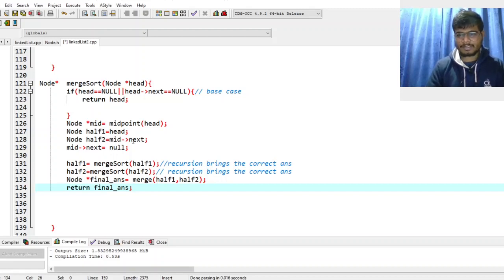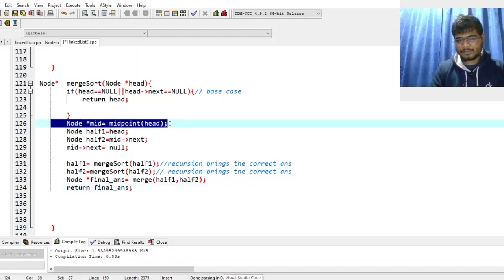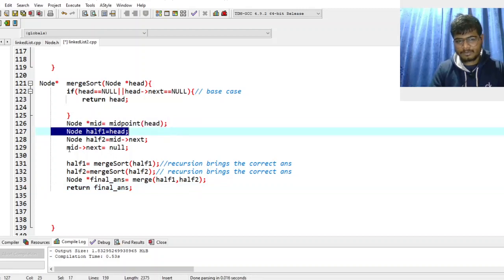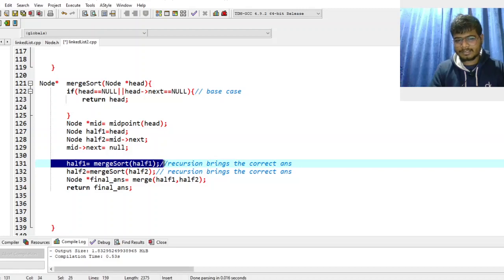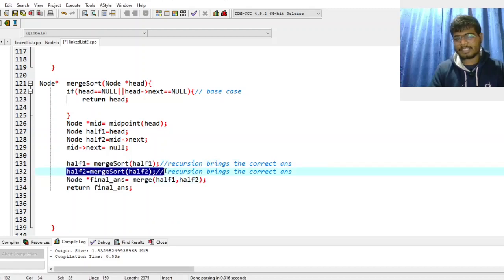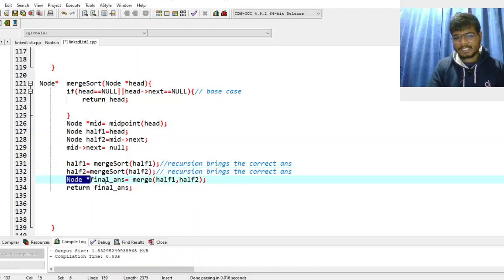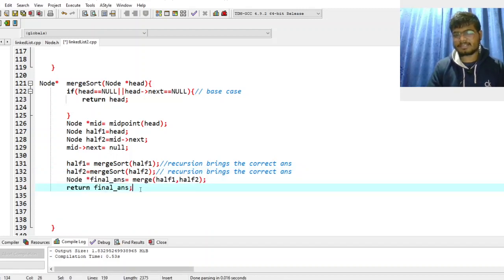Okay, whatever we're doing here, we'll do the dry run. So what we did, first of all, we'll break it into two parts. We'll split into half 1, half 2, and again call the recursion on both the halves. Eventually, once we get both of them as sorted, we will actually combine them inside the merge function and finally return it. This is the approach that we will be using.